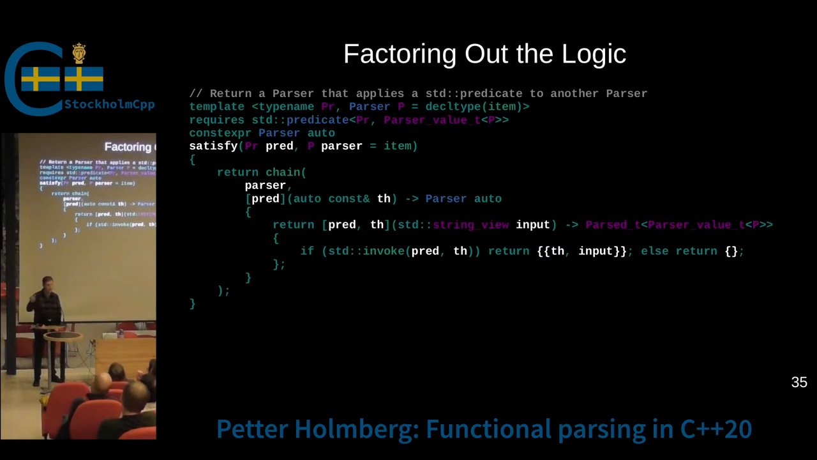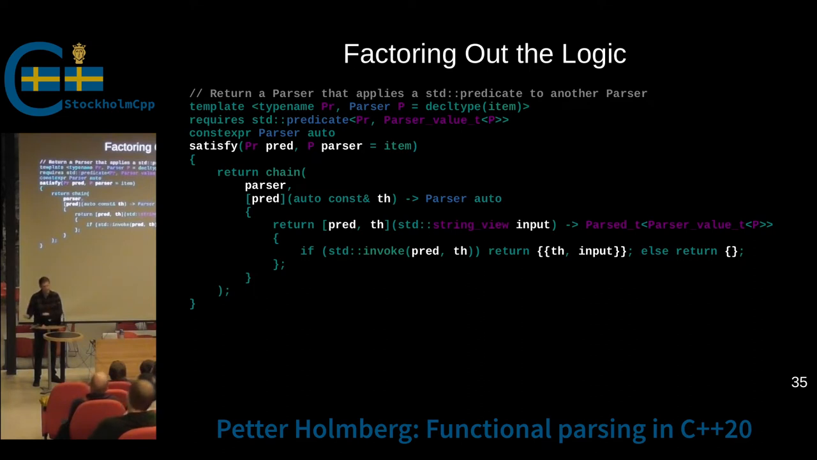So satisfy, what will it do? It returns a new parser using chain. What will this do when we call it? It will first parse with our parser. We get the parsed thing passed into this outer lambda, which is a parser combinator. Then we return a new parser, which has captured the predicate and the thing.